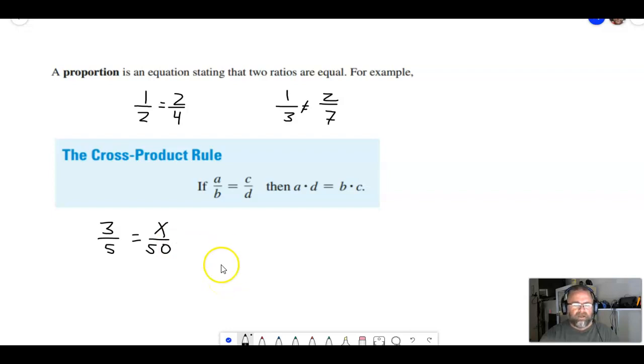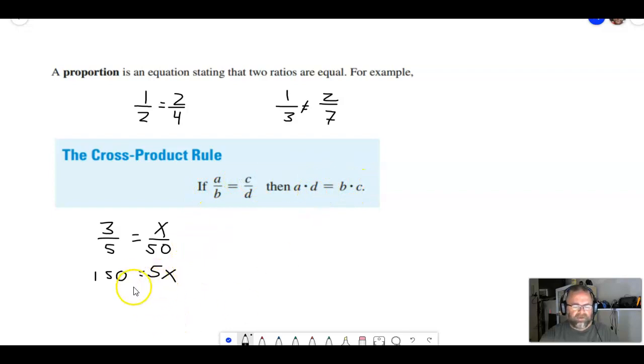All right, so first we're going to cross multiply. Remember, I can start either way first. This time I'll go the 3 and the 50. So 3 times 50 is 150, which is equal to 5 times x, and we can just leave that as 5x. So this is going from here to this step here.